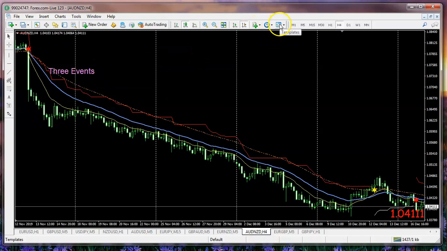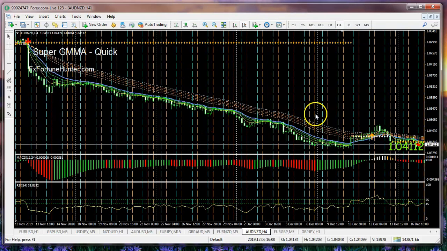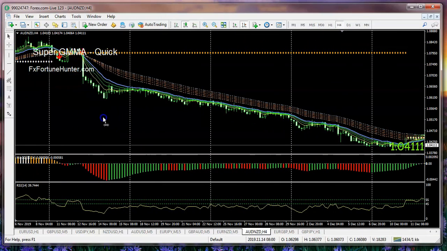Let's switch over. I wanted to show you quickly about some of the new settings I've suggested. I'm going to put this Super GMMA Quick up on the wall. Now, these extra lines you see are because it repaints the session times, but let's just switch out of that. Now we're back in business here.